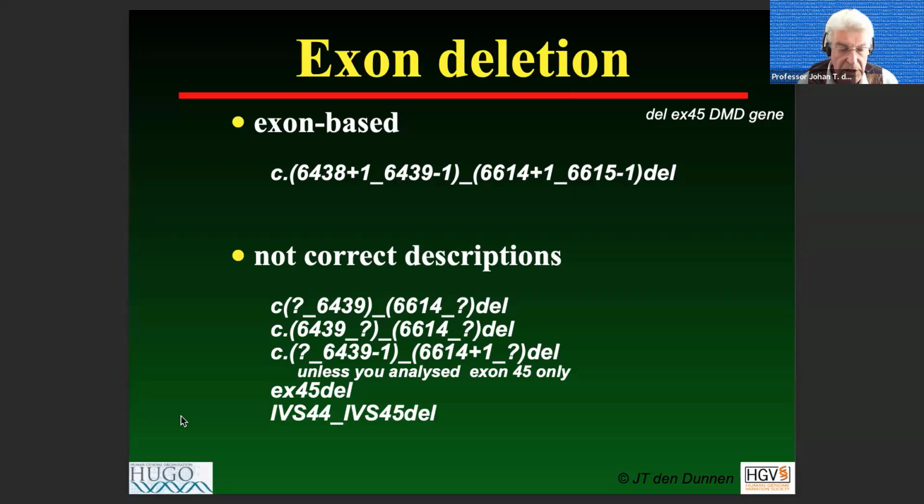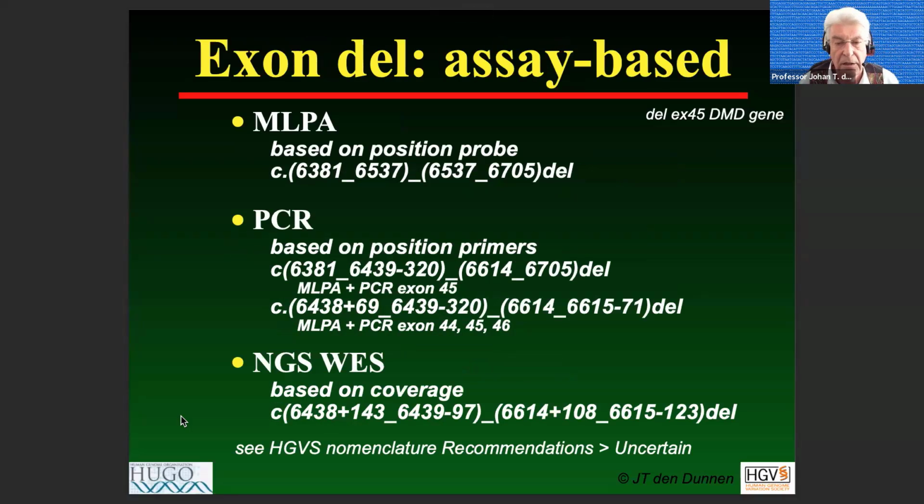The problem with these is it's not specific. You do not give nucleotide positions, nor do you indicate what is exon 45. Where can I find how exons are numbered? So correct descriptions are shown here.